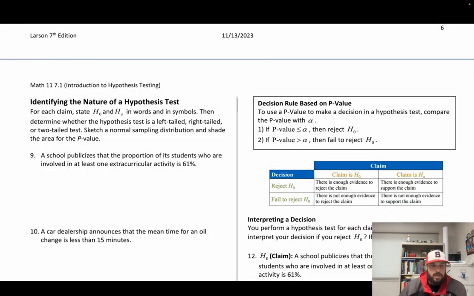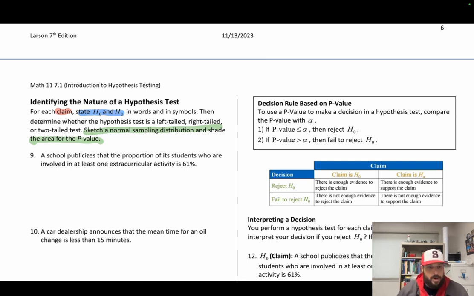All right, so continuing in here, now we're going to work on identifying our null and alternative hypotheses in terms of how they also apply to a left-tailed, right-tailed, or two-tailed test. On these problems, we're going to sketch our normal distribution and shade in the area of our p-value. We're going to state our H0 and HA. We're also going to clarify which one is our claim, and that will help us sketch this and shade in our p-value.